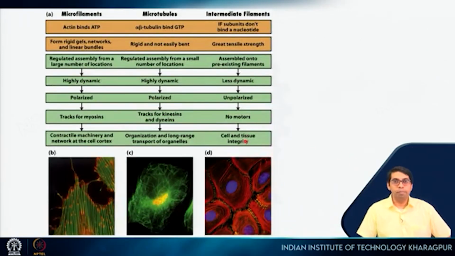So, this is a summary. You can pause the video here and just go through it. I am not going to go through this in more detail. I have already mentioned microfilaments, they bind actin, microtubules they bind GTP, and these are intermediate filaments. They don't bind to any nucleotide. So you can see that the similarities and differences between these three different filaments are listed here.